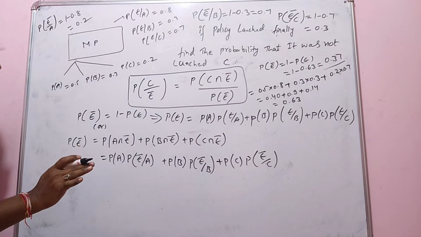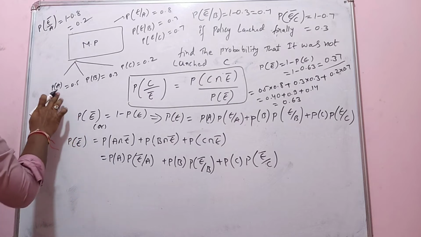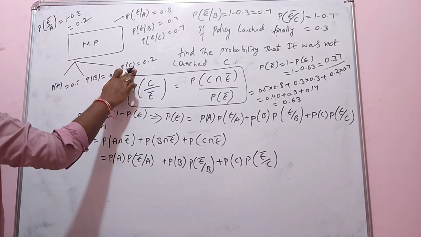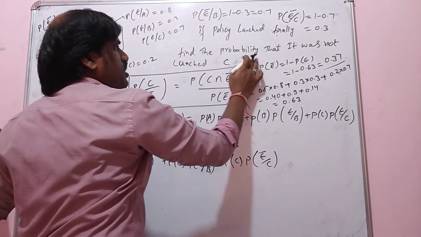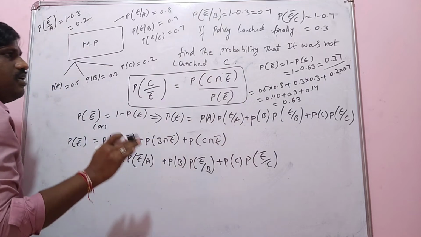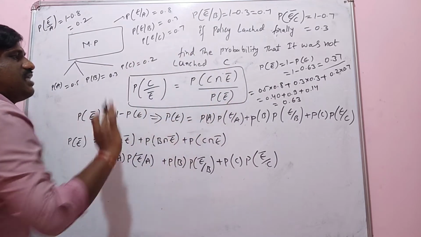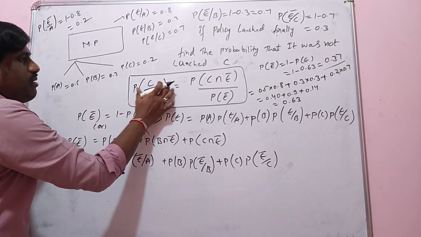Did you understand or not? I don't know, so just comment or send me a message. Probability of A, B, C and E upon A were given in the previous question. Now the question has changed: it is not launched by C. So E bar is coming with C, and the formula is this.